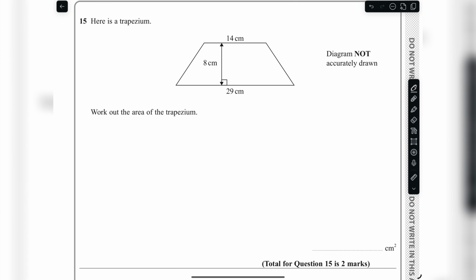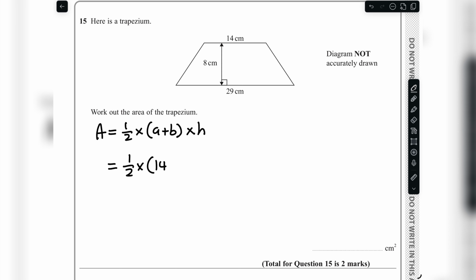In question 15, we are given a trapezium and we are asked to work out the area of the trapezium. So remember that the area of a trapezium is simply a half multiplied by the sum of the two parallel sides multiplied by the perpendicular height. So in this case, we have a half multiplied by the sum of 14 and 29 multiplied by 8. And when you put that into your calculator, you get a value of 172.